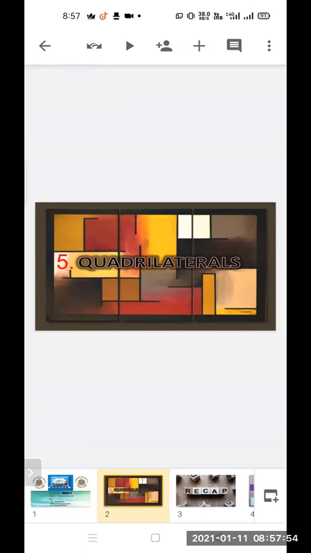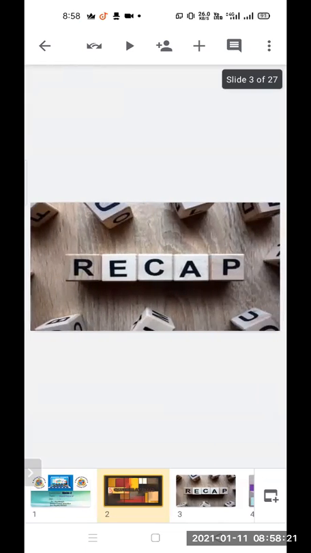It is very simple, children. We have discussed from the word itself, quadrilateral. Quad means what, children? Four, and lateral means sides. So the definition of quadrilateral is that it is a closed figure made up of four sides. Once again, let us recapitulate what we have learned in our previous lectures.